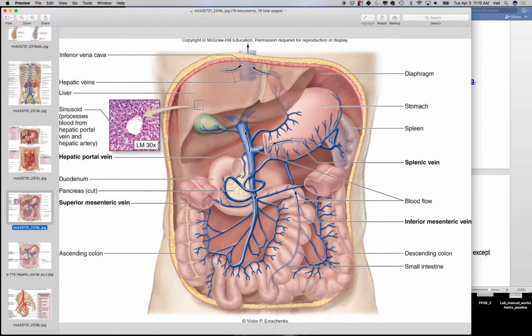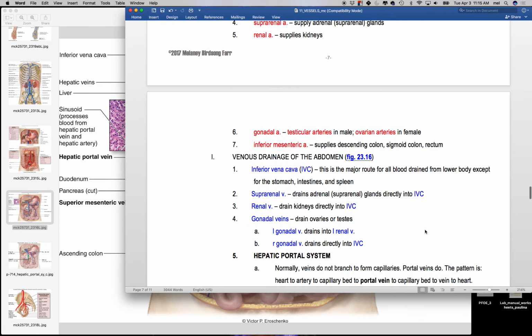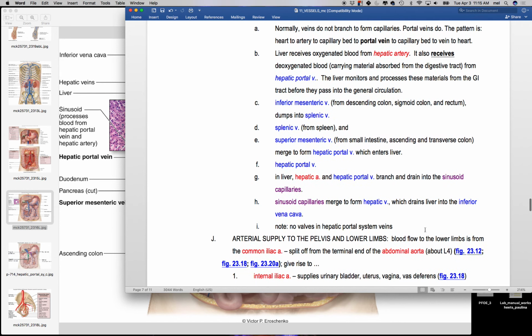Okay? Got it? Okay. Does anybody have any questions about this? Everybody good? Okay, you sure? Okay. All right, so that is venous drainage of the abdomen. We did all of that.